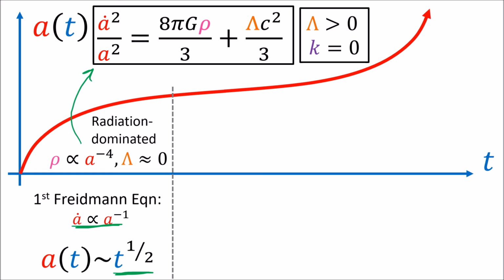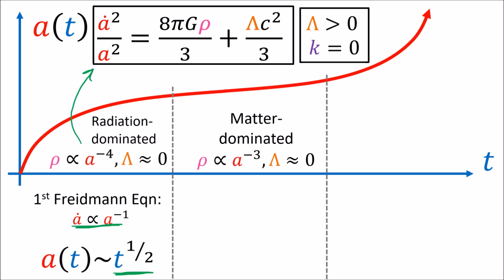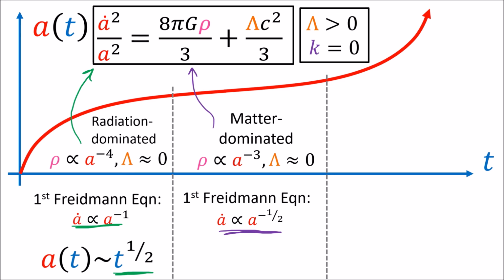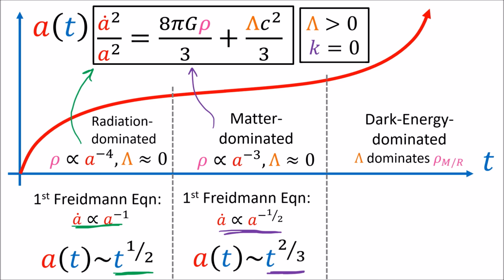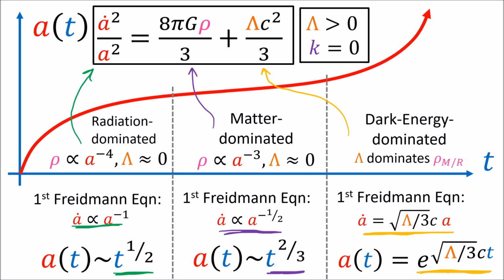Since radiation loses energy density very quickly in an expanding universe, matter eventually ended up becoming the dominant form of energy density. In a matter-dominated universe, energy density changes with a to the -3, and lambda is negligible. This gives us a scale factor that grows with time to the power of 2/3. As the universe expands, the energy density of matter continues to decrease, and we transition to a universe where the cosmological constant, or dark energy, dominates, and the universe grows exponentially.